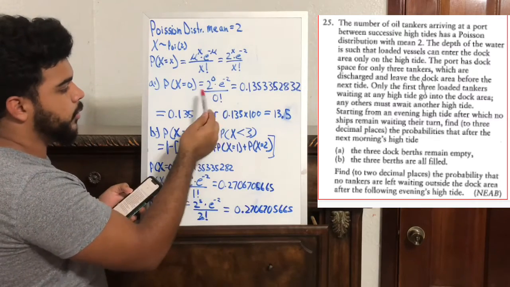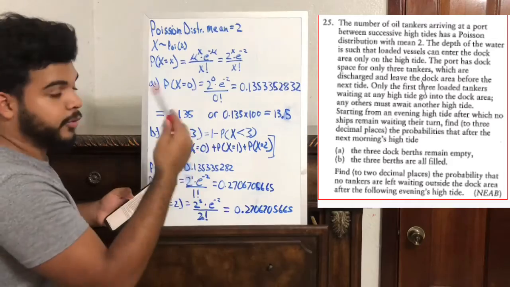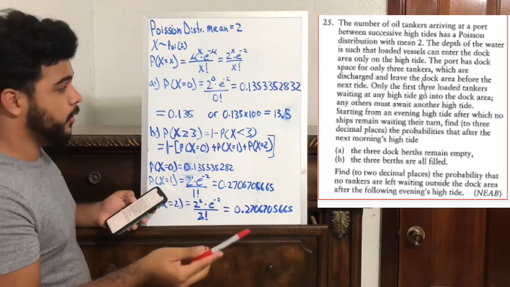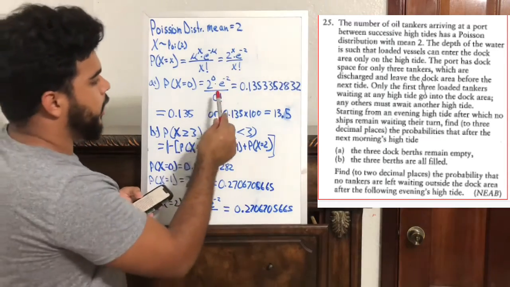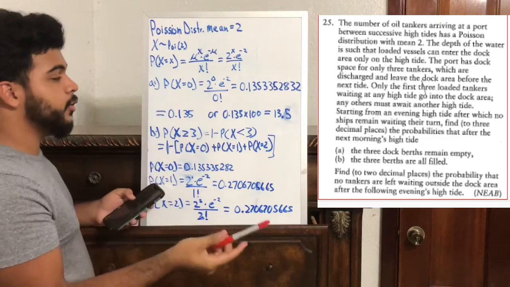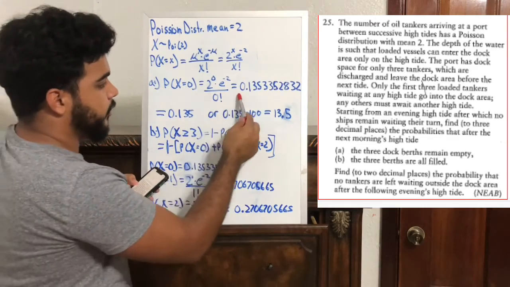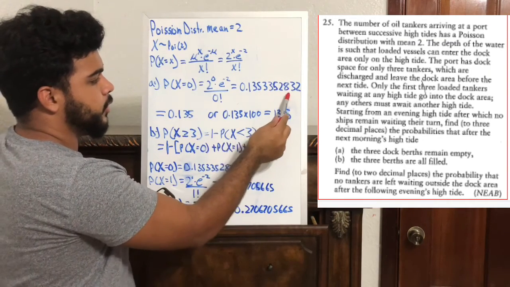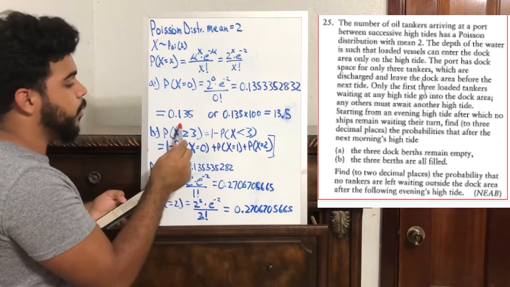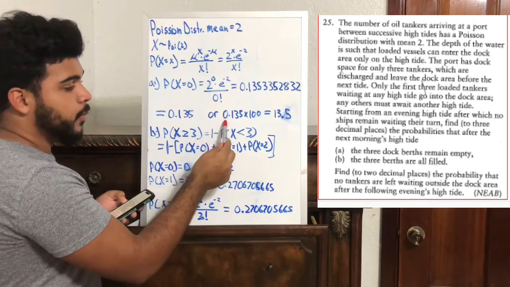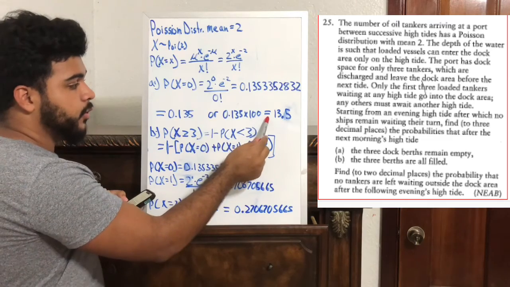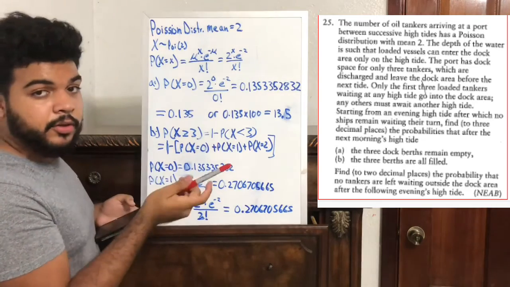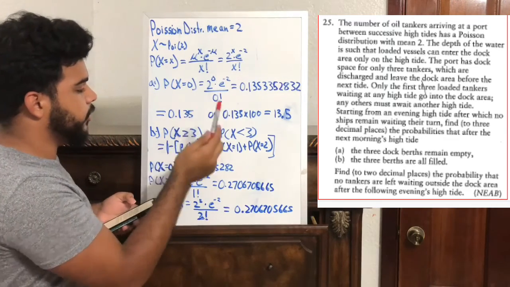Basically what we know is that 2 to the power of 0 is 1, anything raised to the power of 0 is 1, and 0 factorial is 1, which can also be proven, by the way. And so e to the power of negative 2 is all we need to really worry about, which will give us this large number here, 0.1353352832, which is equal to 0.135, or 0.135 times 100, which equals 13.5%. But in this case, we just want 3 decimal places, so it will just be 0.135.